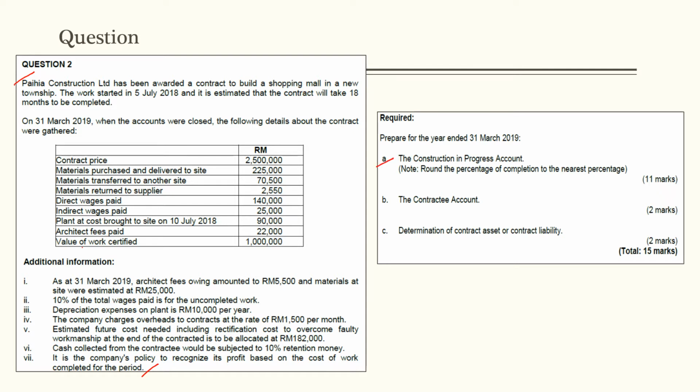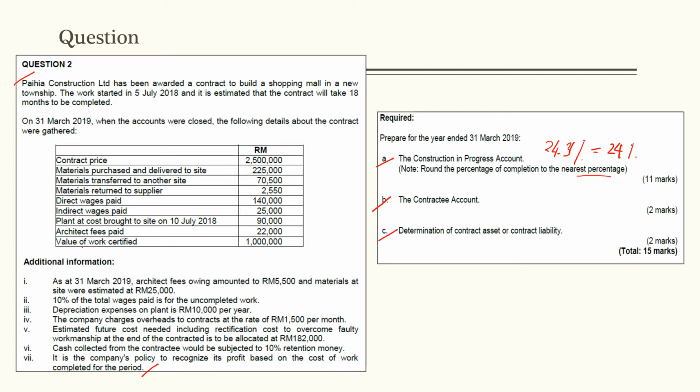Number 1, you are required to prepare the construction in progress account. Please take note that you are required to round the percentage of completion to the nearest percentage. Meaning that, for example, if from the calculation you got 24.31%, you need to round it to the nearest percentage, that is 24%. Number 2, you are required to prepare the contractee account, or the client account.